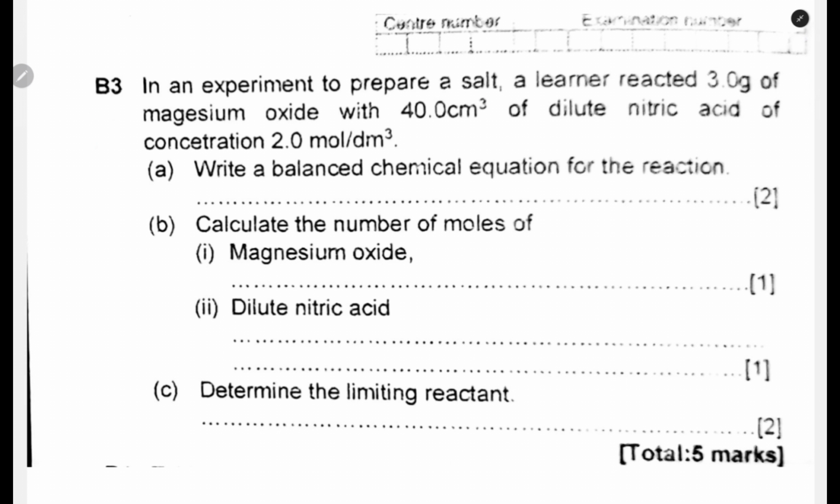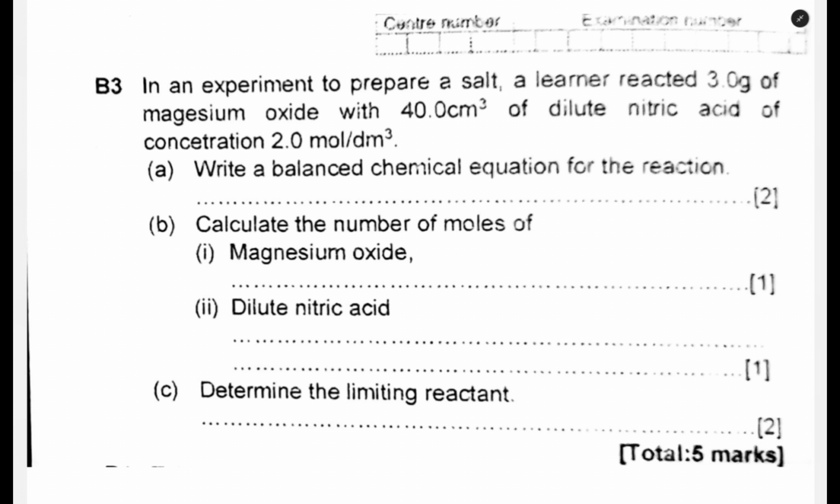Alright, let us have a look at this question. In the experiment to prepare a salt, Elena reacted 3.0 gram of magnesium oxide with 40 cubic centimeter of dilute nitric acid. Okay, and the nitric acid concentration is given as 2.0 mol per decimeter cubed. Write the balanced chemical equation for this reaction.